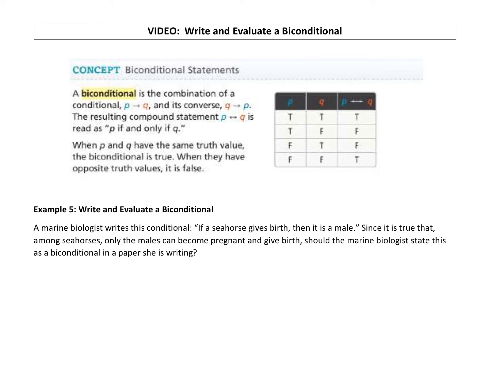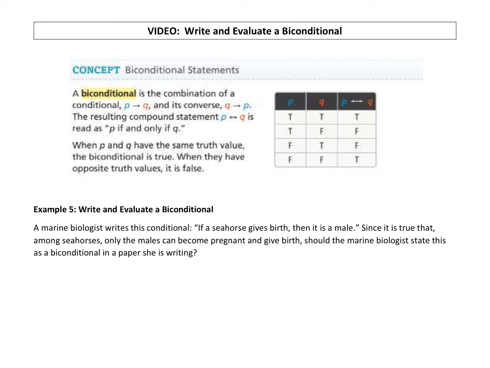Okay, so we have another vocab word for you, something called a biconditional statement. A biconditional is the combination of a conditional, if P then Q, and its converse, if Q then P. The resulting compound statement, you can see that with P and Q now the arrow points both ways, is read as P if and only if Q. So we don't start and say if P then Q, we say P if and only if Q. So that is the biconditional right there.